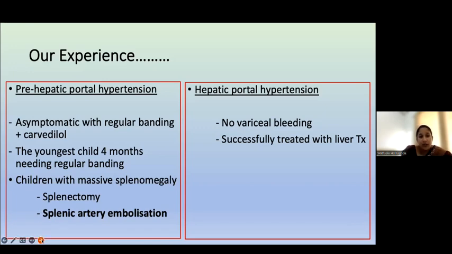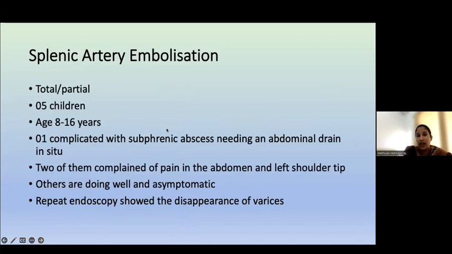A little bit about this splenic artery embolization. We had 5 kids from 8 to 16 years who had total or partial splenic artery embolization. Only one had a complication, a subphrenic abscess needing an abdominal drain in situ, but all the other 4 are doing fine. They are completely asymptomatic, other than mild pain in the abdomen and shoulder tip. And we have continued repeat endoscopy, and it showed a remarkable disappearance of varices.